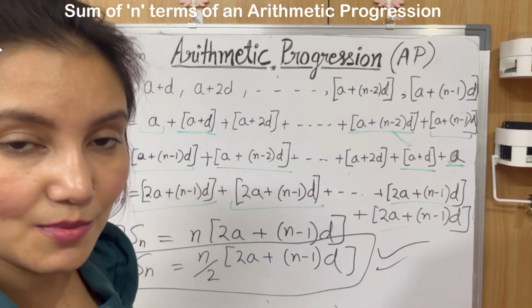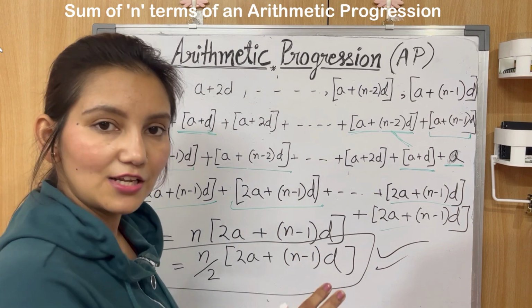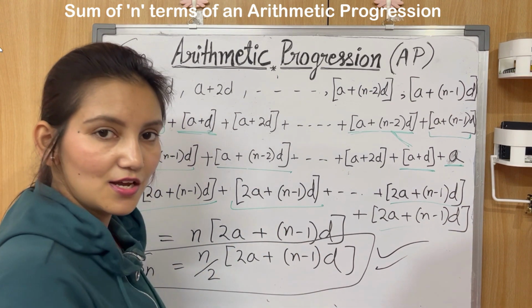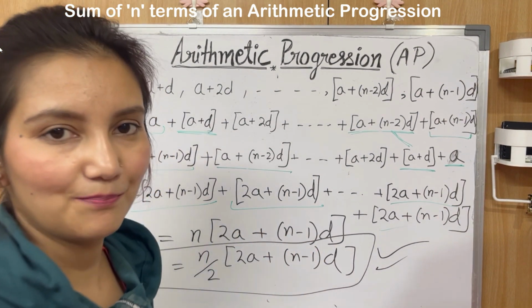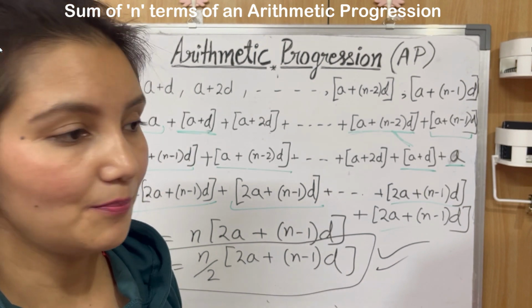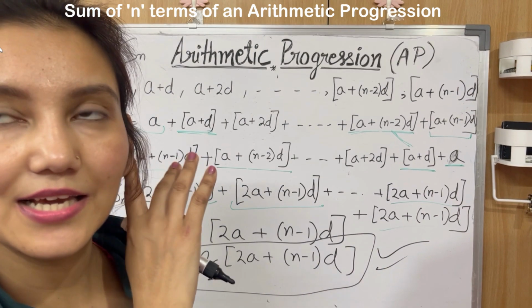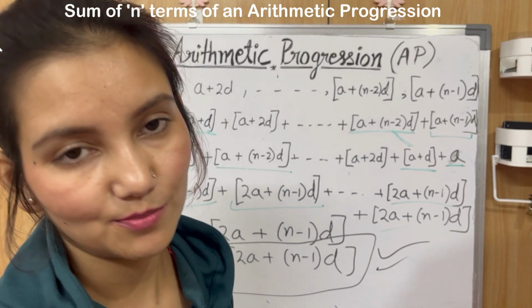So Sn, the sum of n terms of an AP, is this. You can just put the values of a, d and n and you will get the sum of those n terms simply using this formula. Okay, now let's find the Sn formula in a different way, using the relation between Sn and the last term and the first term.